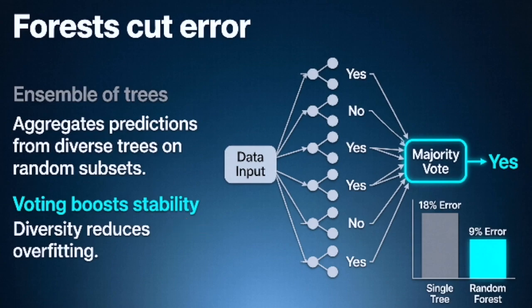For example, when classifying an input as yes or no, a single decision tree might produce an error rate of 18% because it relies on one decision structure. In contrast, a random forest combines the predictions of many trees through majority voting, reducing the error rate to around 9% and producing a more accurate and reliable prediction.